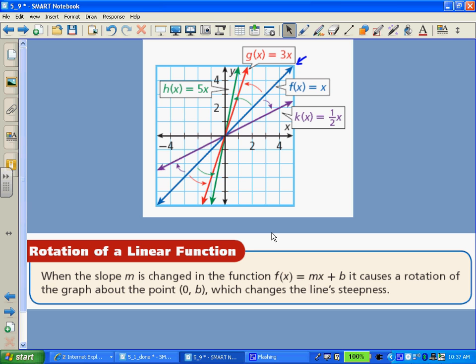And it's a rotation around the point (0, b). Remember, b is the y-intercept. So here, these all go through (0, 0). So this is rotating around the point (0, 0). And it changes how steep the line is. You can see when the slope gets larger, the line gets steeper. When the slope gets smaller, the line gets less steep, like this purple one.